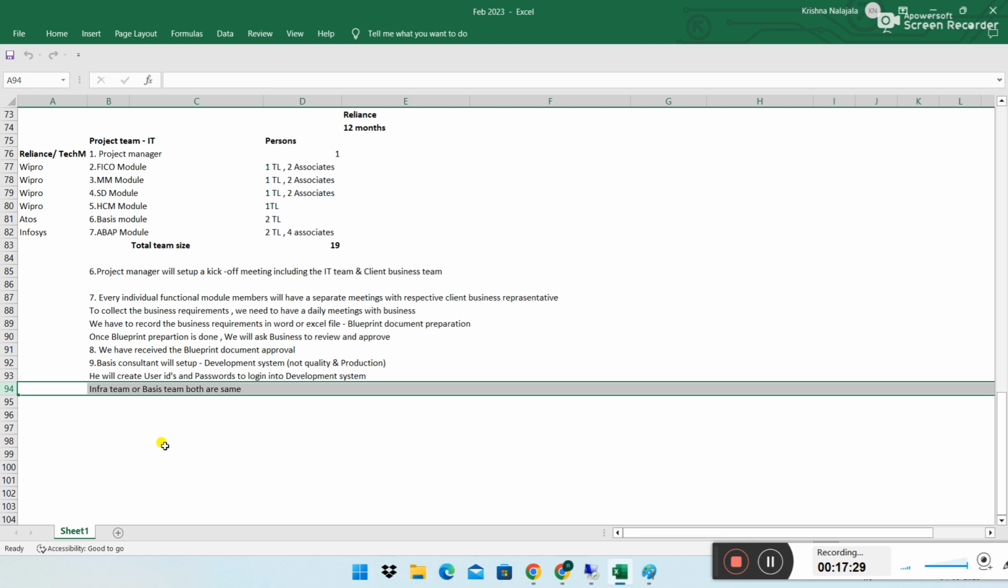Now we have one more person, the ABAPer. What does it mean by ABAPer and what does he actually support in a project? Tell me, what does an ABAPer do?